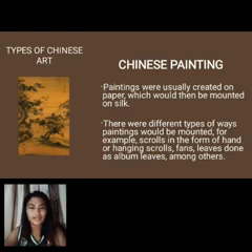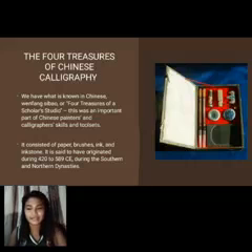Types of Chinese art. Chinese paintings are usually created on paper, which could then be mounted on silk. There are different ways paintings would be mounted. For example, scrolls in the form of hand scrolls or hanging scrolls, fans, and leaves done as album leaves, among others, and they will be discussed in the other slides.